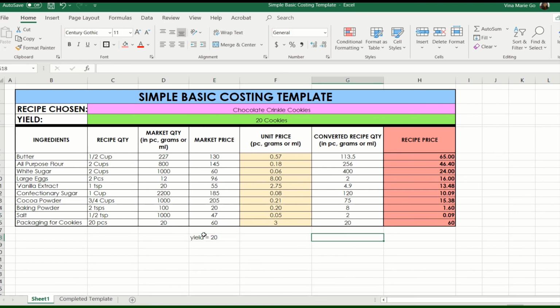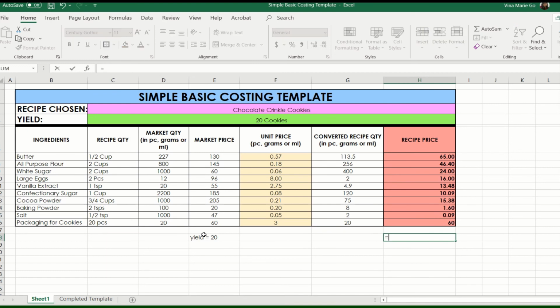So the yield is 20 pieces. Let us just compute that in a bit. We put sum and drag this one down inside the parentheses. It will calculate the total for you. You don't need to press it one by one. So there, that is 252.03, and just click the cell, divide it by 20, and you get the cost per piece.